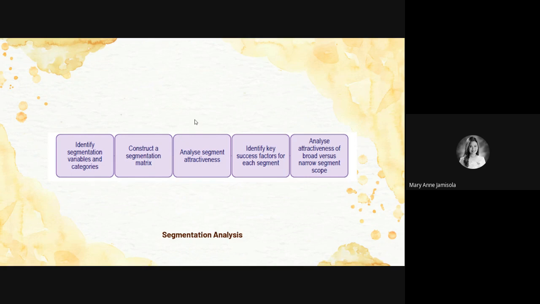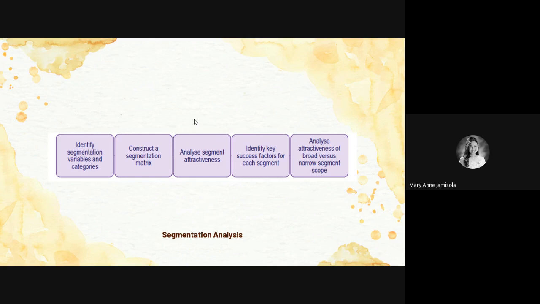So, as you can see on your screen, there are five steps in the performance of segmentation analysis. The first step is to identify segmentation variables and categories. An industry might be divided into multiple segments depending upon the nature and complexity of the industry. The segmentation could be based on the nature of products or geographies or customers.